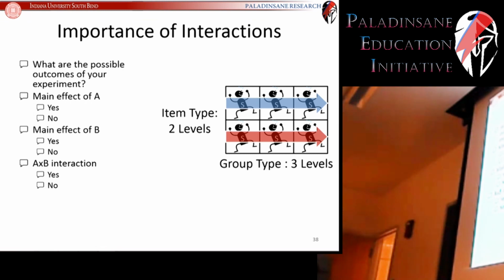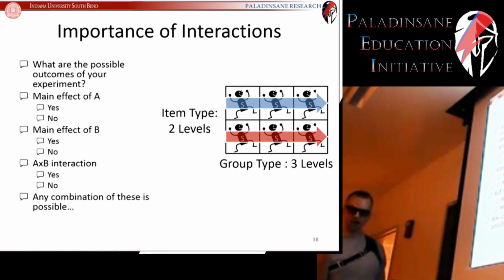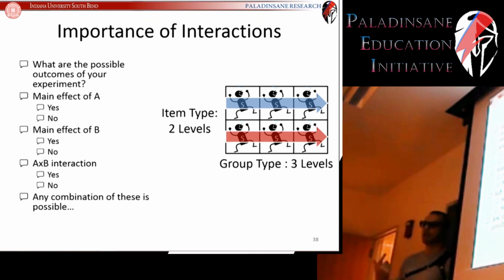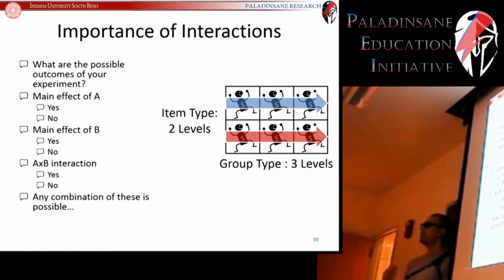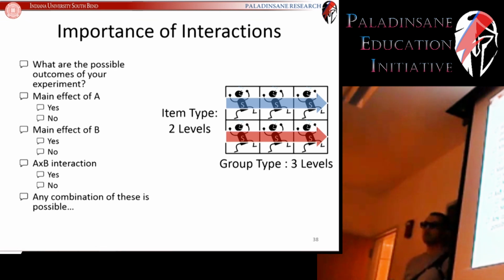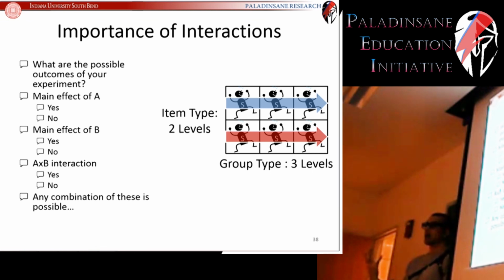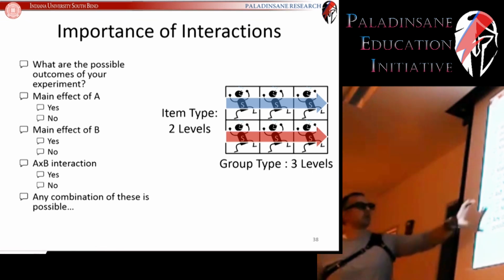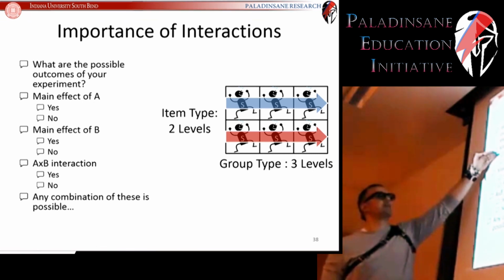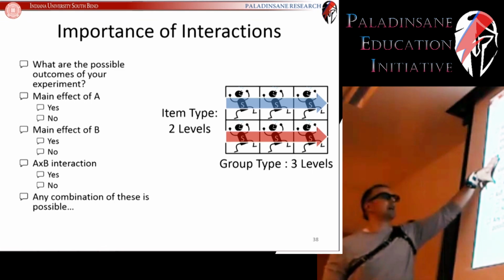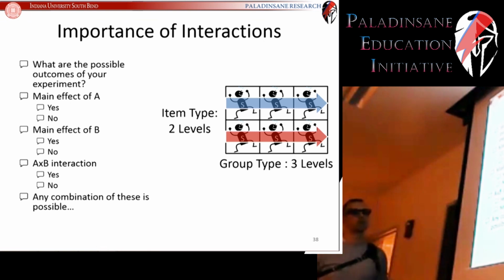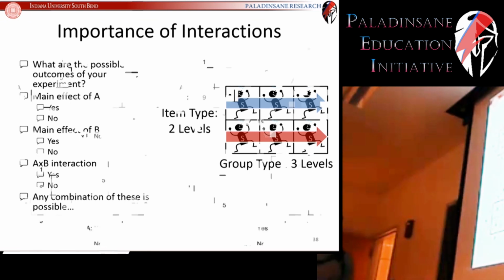There's no interaction. And the kicker to this, and the reason why it's so important to understand interactions, is that any combination of this is possible. Any combination of these 3 outcomes can occur in psychology. So it's very important to be able to interpret an interaction correctly, because if you just focus on the main effects, if that's all that you understand, you're oftentimes going to miss the very important part of the story.